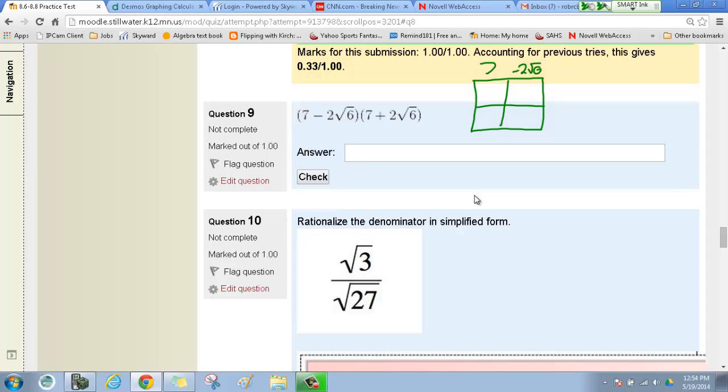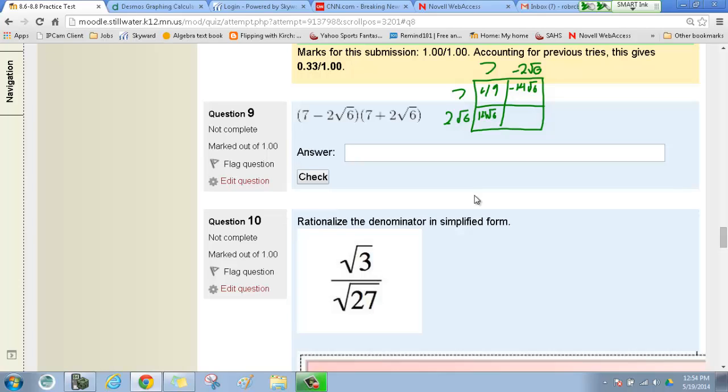So we have 7 negative 2 square root of 6, and 7 2 square root of 6. Okay, so 7 times 7, we're going to multiply in here. We get 49. 7 times 2 square root of 6 is 14 square root of 6. 7 times negative 2 square root of 6 is negative 14 square root of 6.